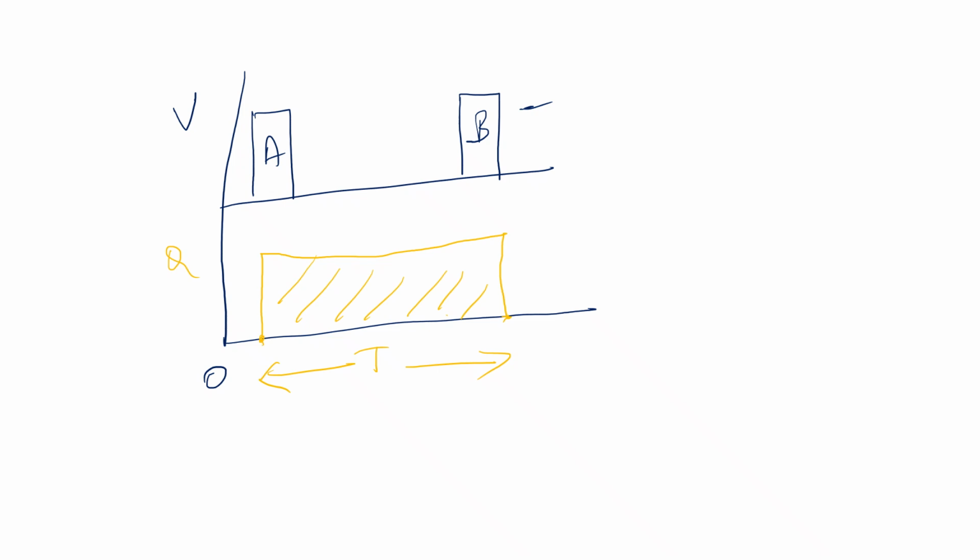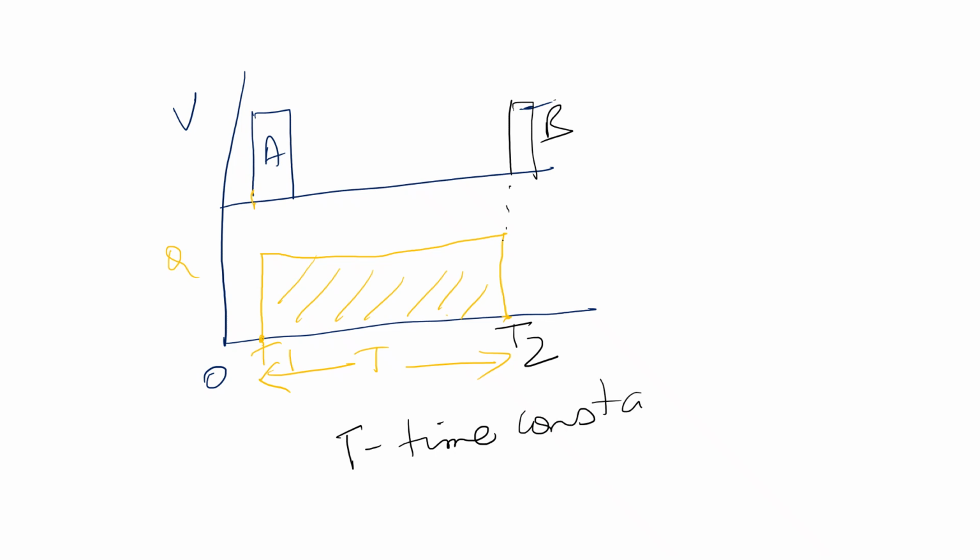So the instant the switch is closed at A, it is time T1, and the instant the switch is closed at B, this is B, yes, this is time T2. So this T is the time constant.